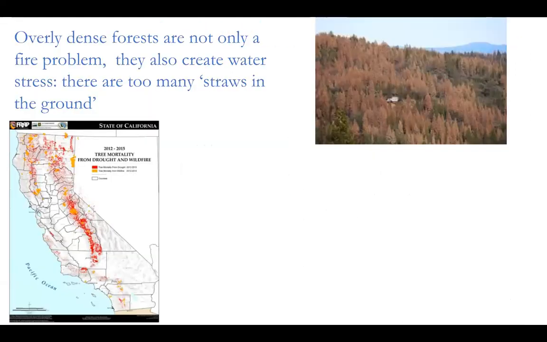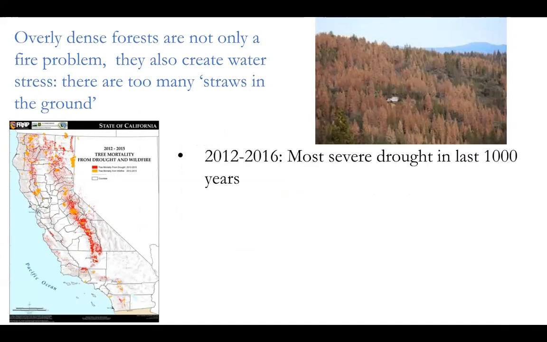Fire is not the only stressor that faces Western conifer forests. In many regions, drought is also a big problem, partly due to that altered forest structure that's been well documented of increased density and effectively having too many straws in the ground. There's lots of great examples of this from the Southwest, including droughts from the 1950s and early 2000s that have caused extensive tree mortality. One of the most recent and best documented examples is from California and the drought from 2012 to 2016, which, depending on the metric you use, was the most or among the most severe droughts in the last 1,000 years.